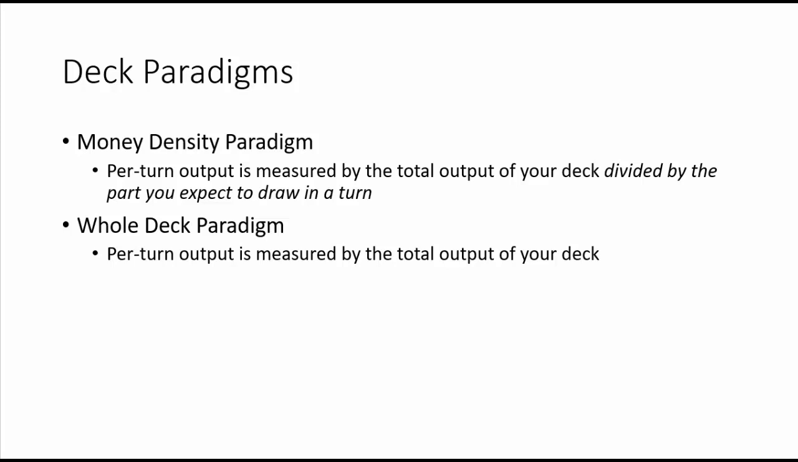So in a money density paradigm, your output each turn is measured by the total output of your deck divided by the portion of your deck that you can expect to draw in a turn. And in a whole deck paradigm, your per turn output is just measured by the total output of your deck. Since you're drawing all of your deck, you're dividing just by 100%, which is 1. So it's kind of a special case of the money density paradigm. But the reason it's an entire paradigm is a lot of stuff changes, and it's stuff that's worth talking about.